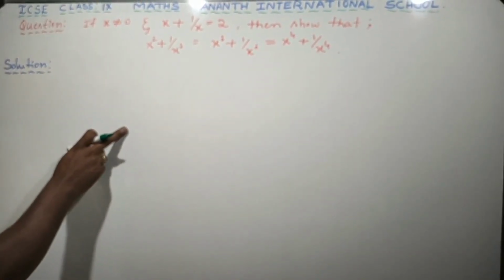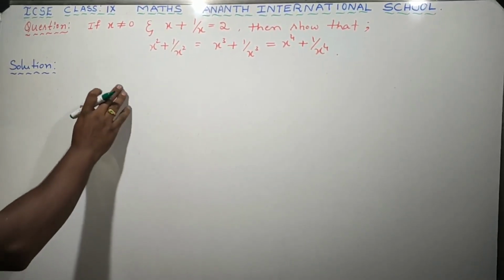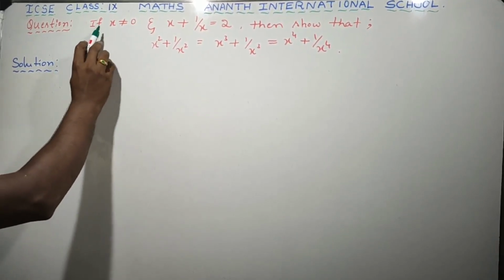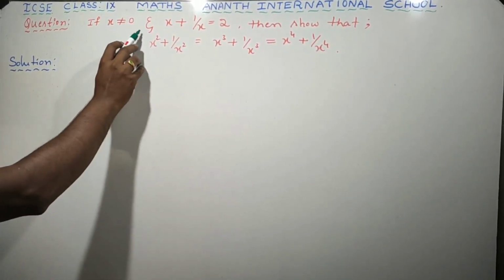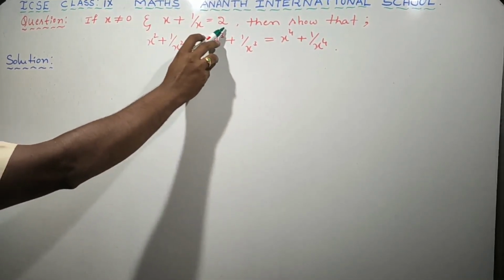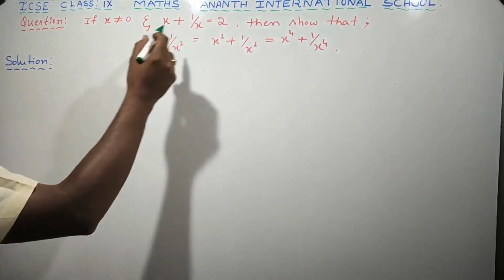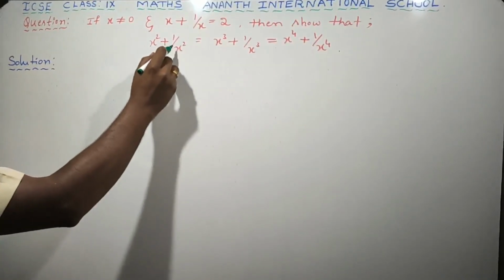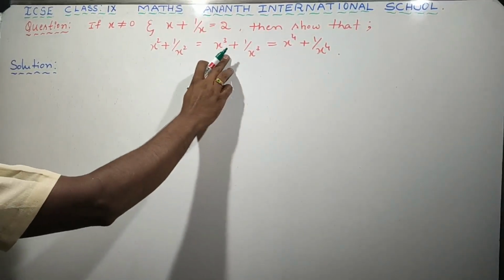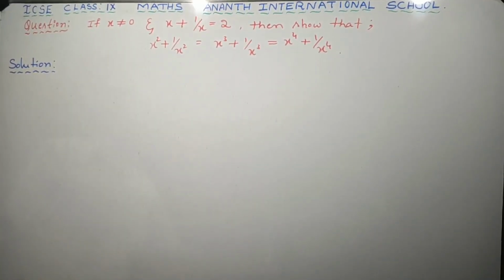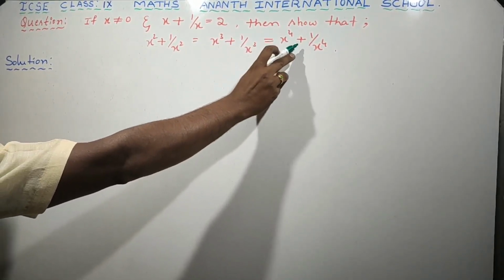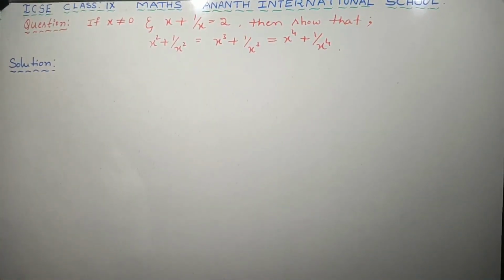Today I am explaining the expansion lesson problem. I will read the question. Listen carefully. If x is not equal to 0 and x plus 1 upon x is equal to 2, then show that x square plus 1 by x square is equal to x cube plus 1 upon x cube is equal to x power 4 plus 1 upon x power 4, children.